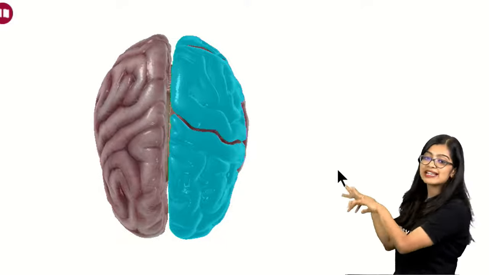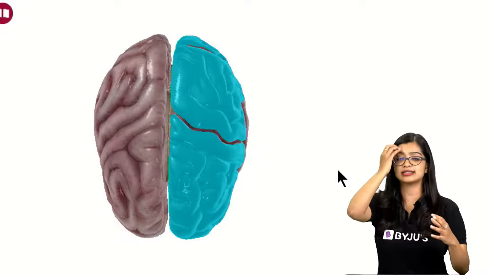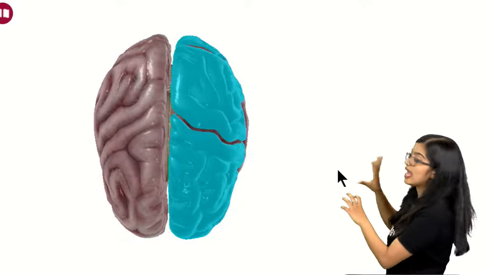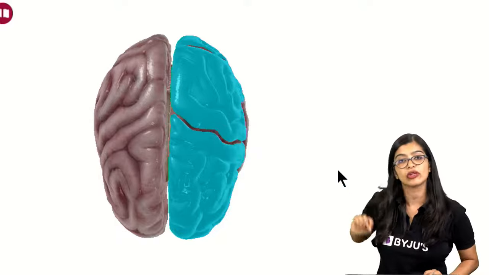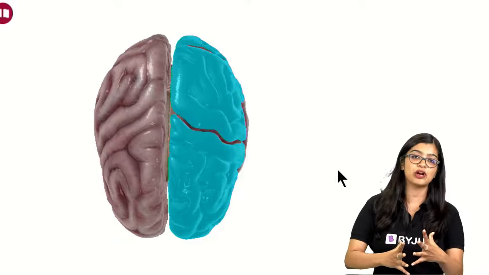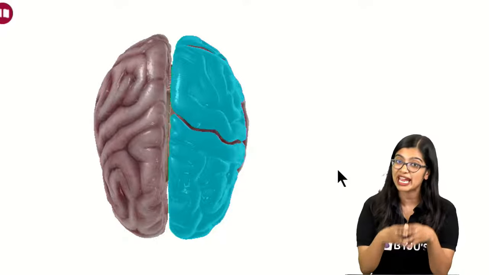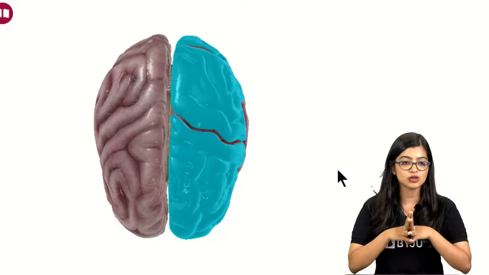This is what you call a hemisphere. So we call this a cerebral hemisphere, and we have two. We have one on the right and we have one on the left. So this is a cerebral hemisphere that makes up the main part, right? It makes up the forebrain. Are we clear so far?